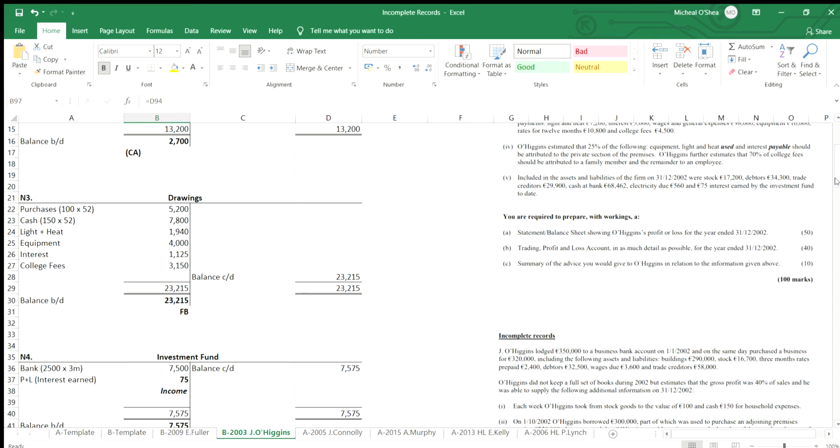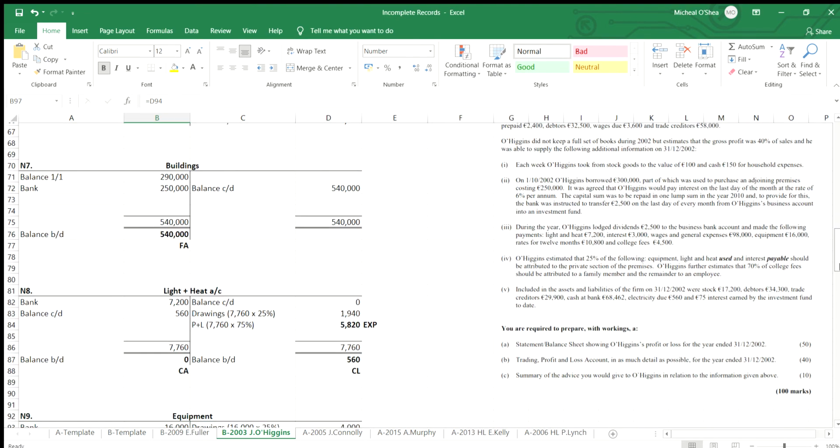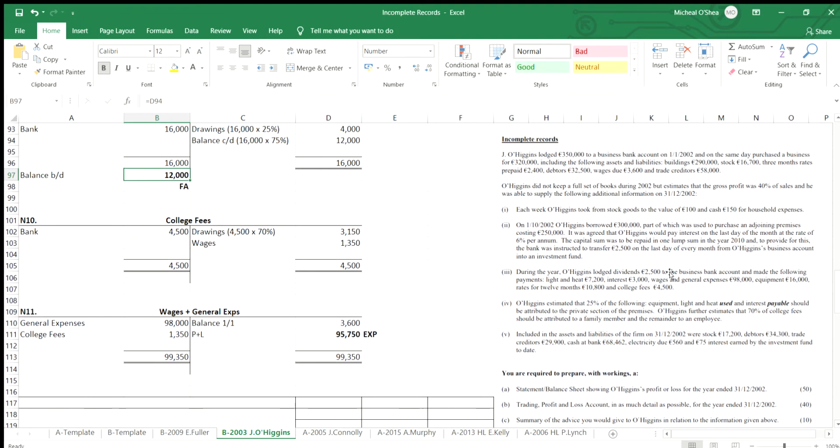The last note is to do with college fees, so let's look at the question again. I can see from the question that I paid college fees of 4,500, and we're told that Higgins estimates that 70% of college fees is for a private family member and the remainder to an employee. So the college fees is money out of bank, so it's the credit side of bank, and I'm going to put it on the debit side of the college fees account here, bank, 4,500.